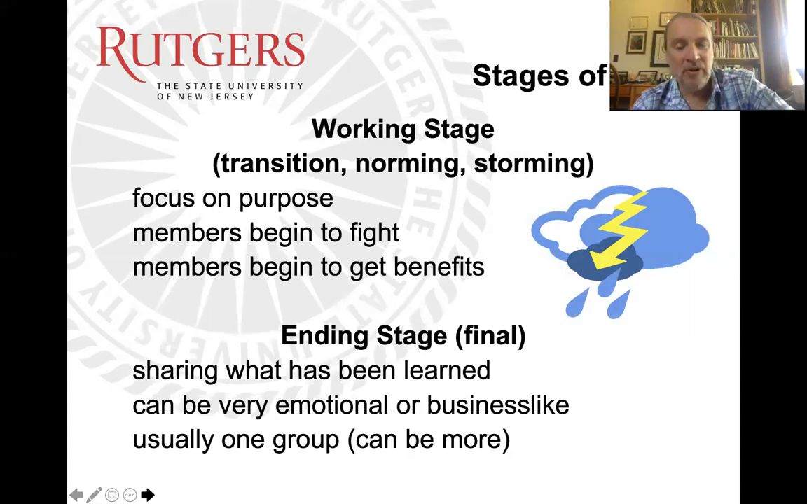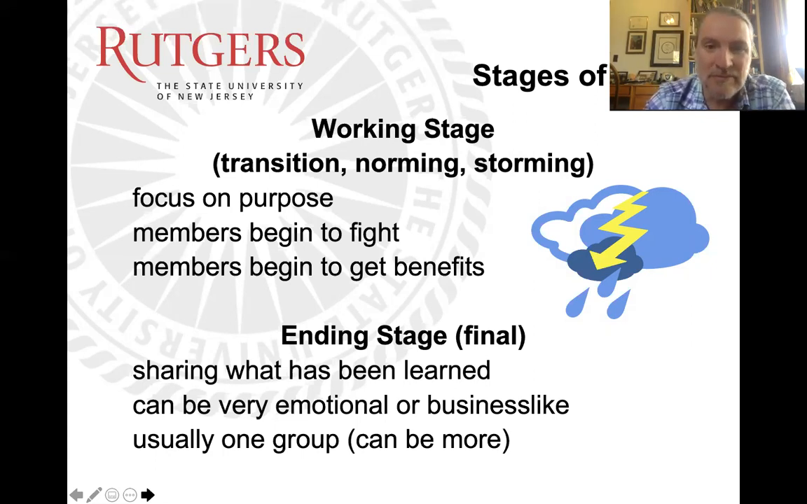So next up, the working stage. This is when we shift from all that beginning introduction, nice stuff, and we start to get into the work of the group. Part of the work of the group is the actual stated purpose of the group. The other part is that members will begin to clash with each other. What was that old saying on MTV's Real World?